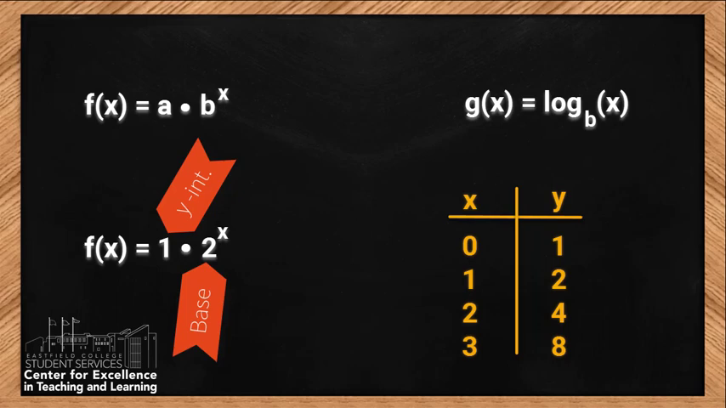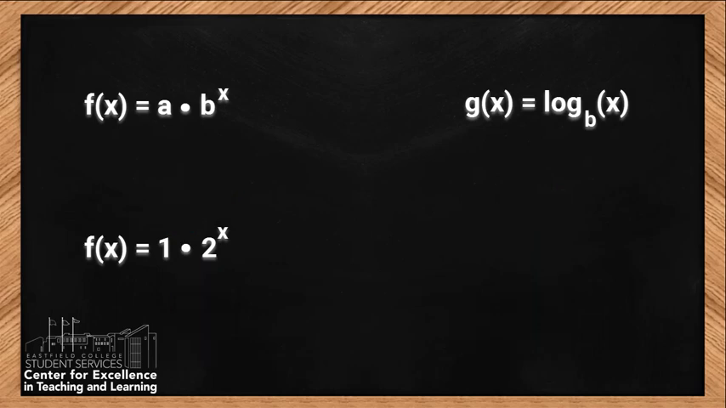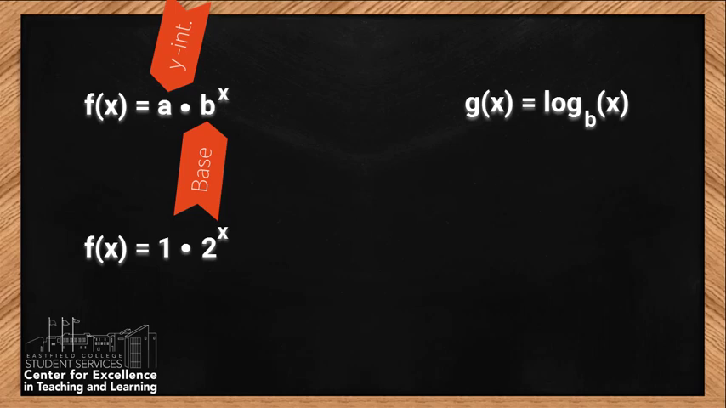And that's always true with a times b to the x. You always have your base as the b value, and you always have the y-intercept as your a value, just in general. So whatever values are there, you can tell how your function is going to behave based on your y-intercept value a and your base value b.